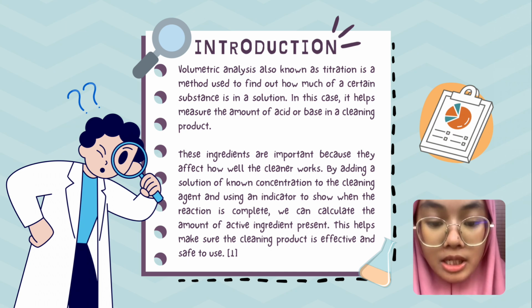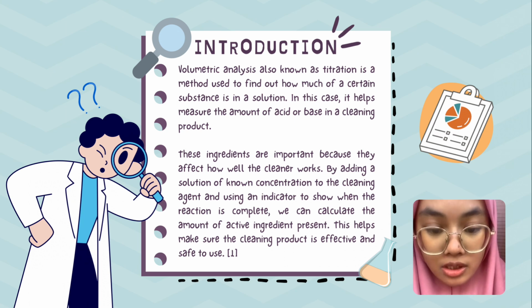For example, if we are testing a basic cleaning agent, we might use an acid as the titrant. As the titrant is slowly added, it reacts with the base in the cleaner. Once all the base has reacted, the indicator changes color, letting us know that titration is complete. From the volume of titrant used, we can calculate the exact concentration of the active ingredients in the cleaner.